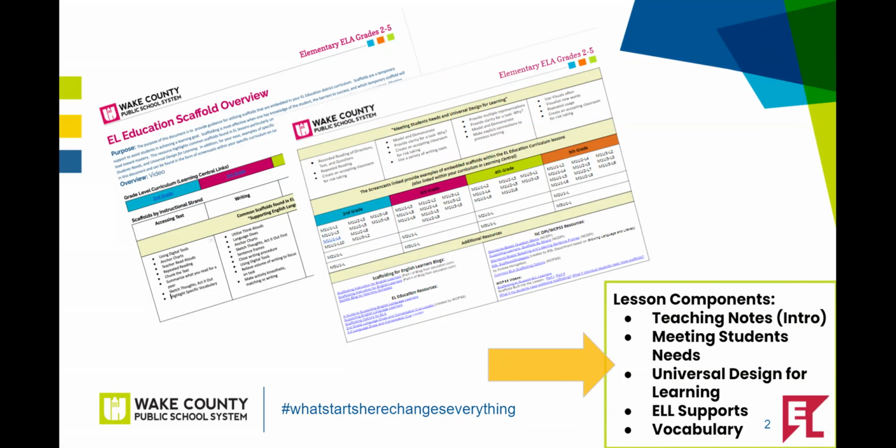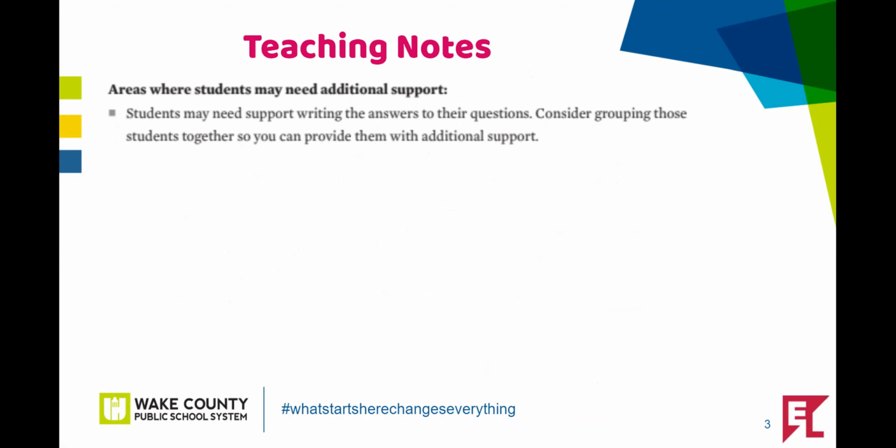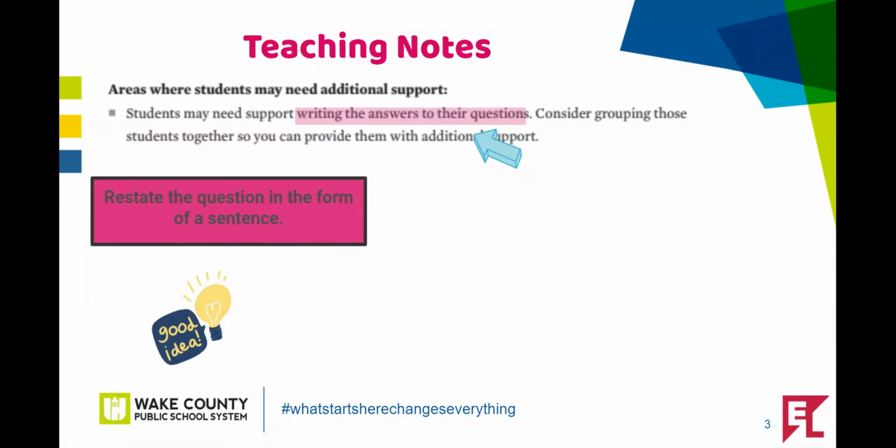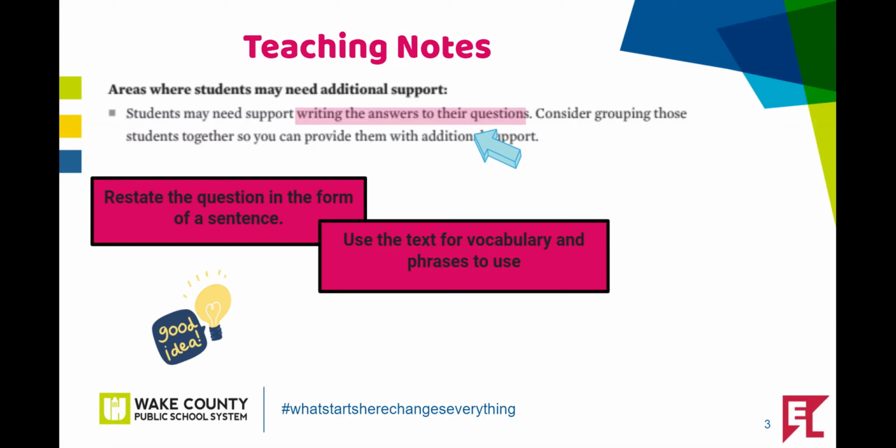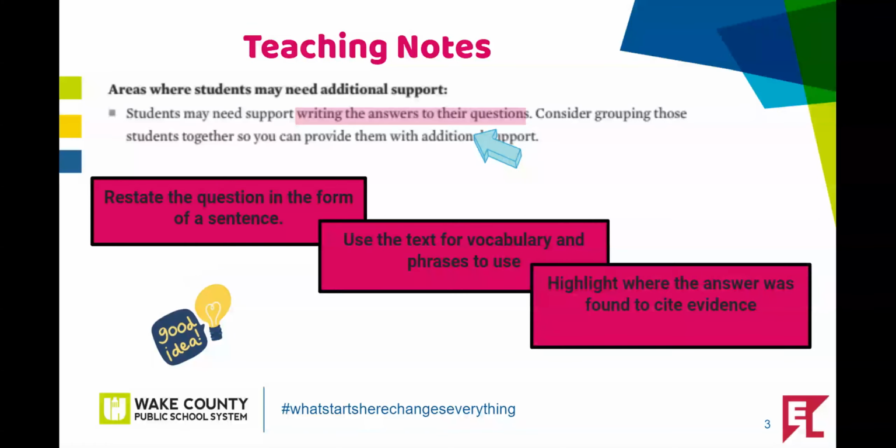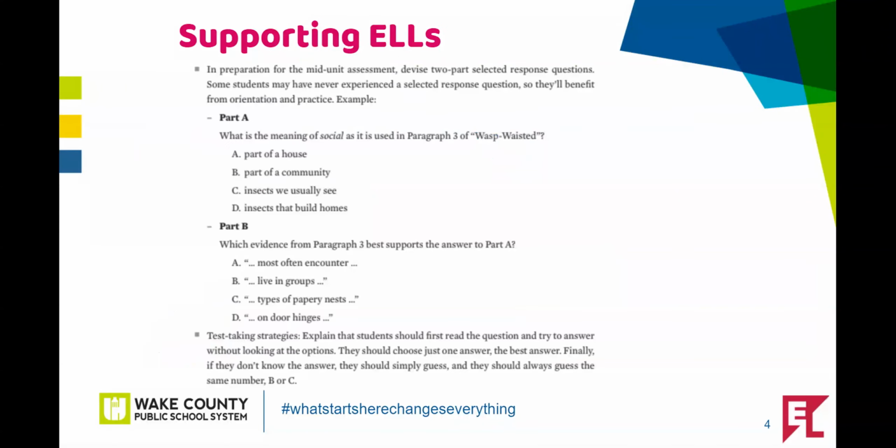The lesson components listed on the slide are where you can locate embedded scaffolds within lessons and will be highlighted throughout this presentation. Expect that some students will need support to write the answers to the questions that were generated in the last lesson. Use this process to guide them in a small group. First, restate the sentence using words in the question. Then, look for words and phrases in the text that answer the question. Last, highlight where the answer was found to help cite evidence later in the lesson.